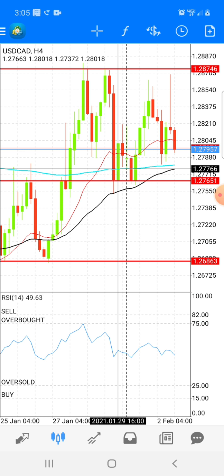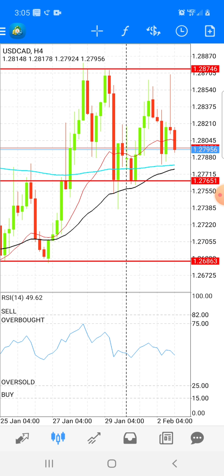So if you would have done that from the wicks to about right here, that would have been roughly about 20 pips. And you would have got out. Obviously, would have missed this up here. But the reason why I would have got out so soon is because sometimes the market does what it wants to do, guys. Sometimes the market does the complete opposite of what you want it to.